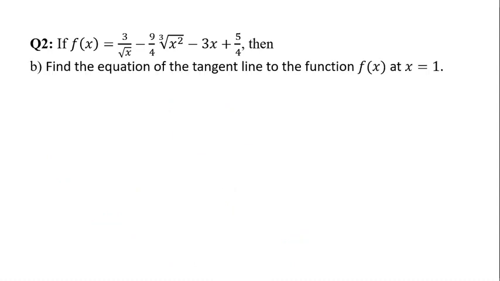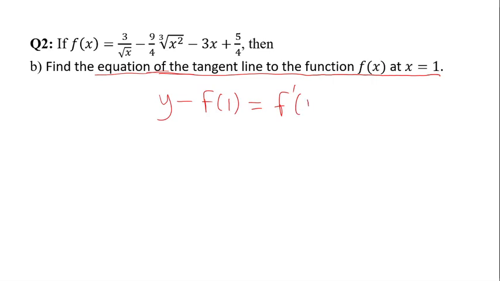Now let's find the equation of the tangent line to the function f of x at x equal to 1. So the tangent line formula is this: y minus f of 1 equal to f prime 1 times x minus 1. Where does this come from? I want to remind you. This is 1 here, and this will be f of 1. So this point here is the point (1, f of 1), and the slope here is f prime of 1.